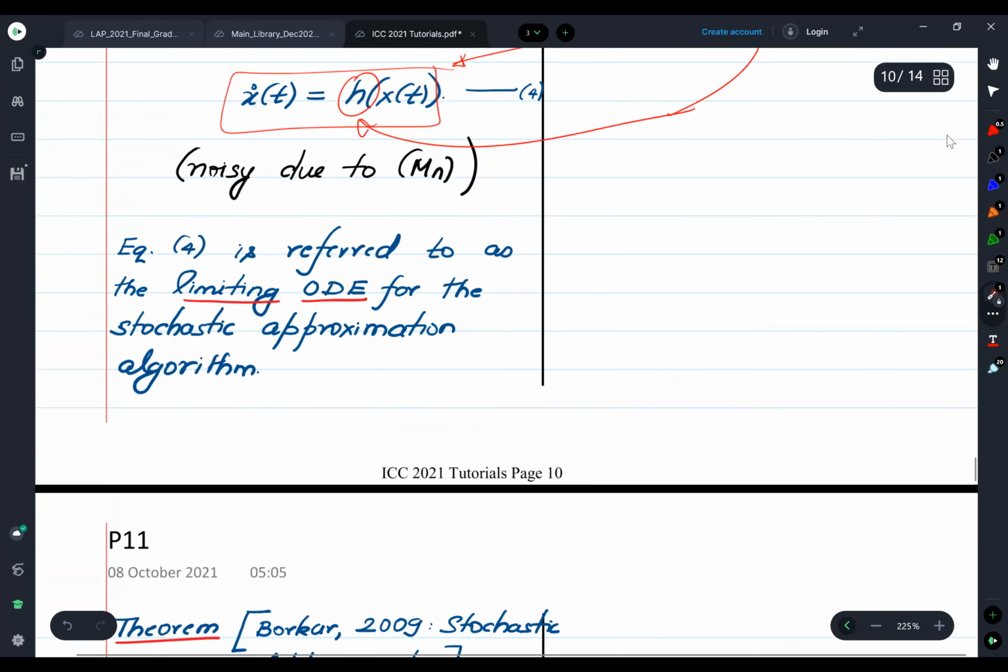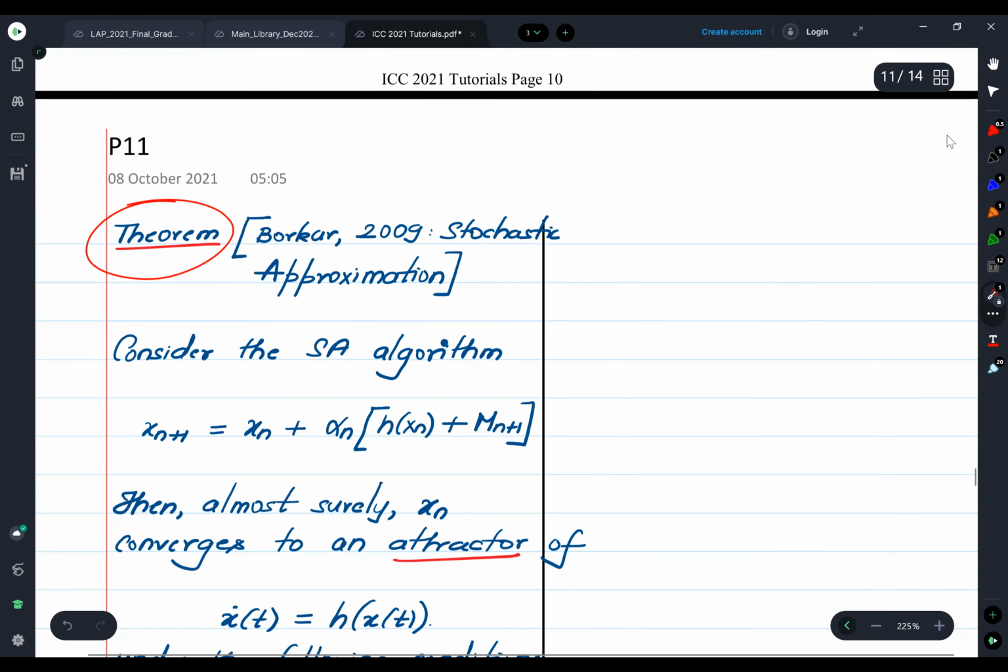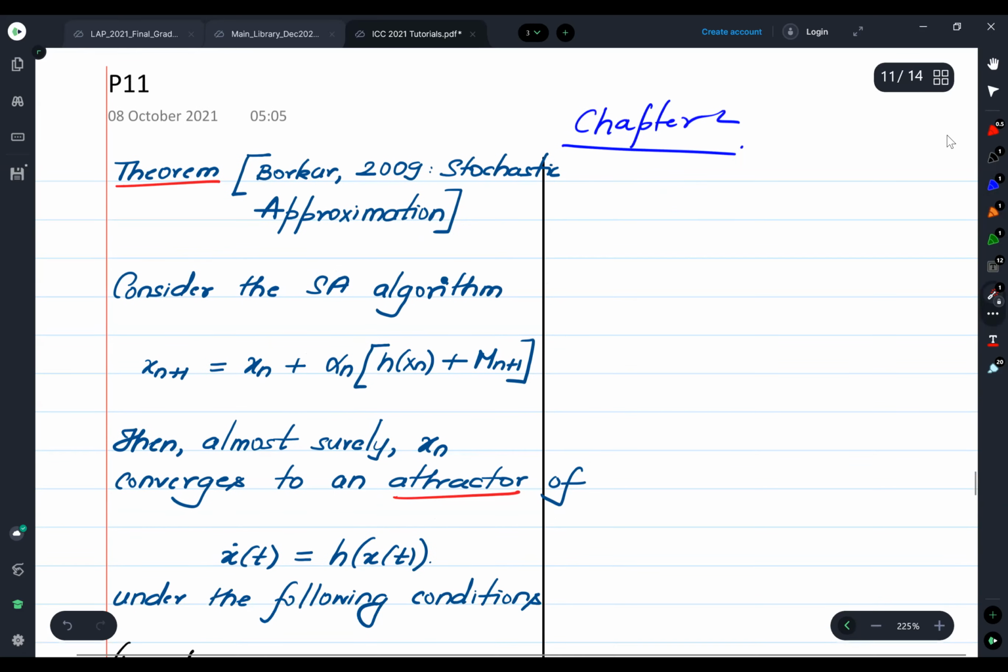Okay, so here is a theorem from the book called Stochastic Approximation: A Dynamical Systems Perspective by Professor V.S. Borkar. If you look at this textbook, in particular chapter 2 of this book, you will see this theorem. So the theorem goes as follows.